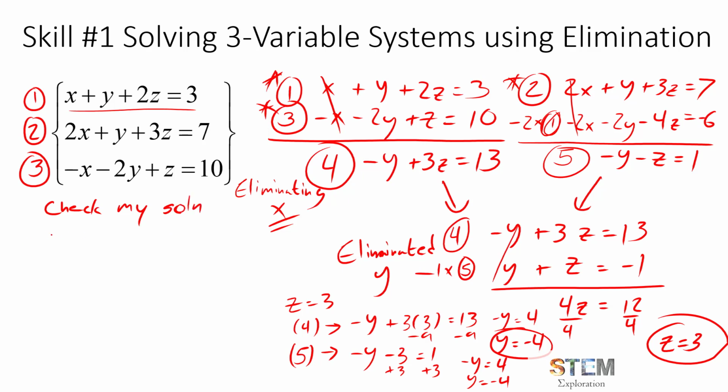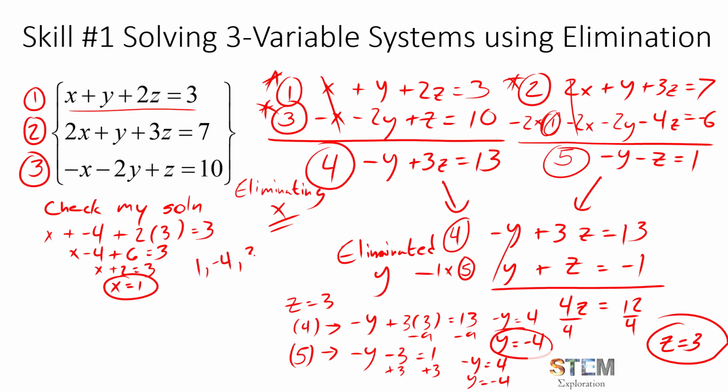All right, and so I have to leave x here super briefly. I'll put -4 in for y, plus 2 times 3 in for z is equal to 3. And what I'm going to find is that x minus 4 plus 6 equals 3. Do a little math here. x plus 2 equals 3. And so x is equal to 1. So my ordered triple is 1, comma, -4, comma, 3.